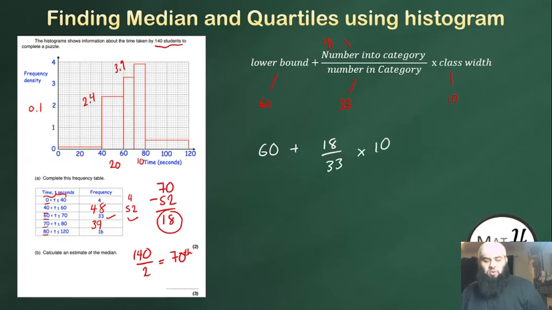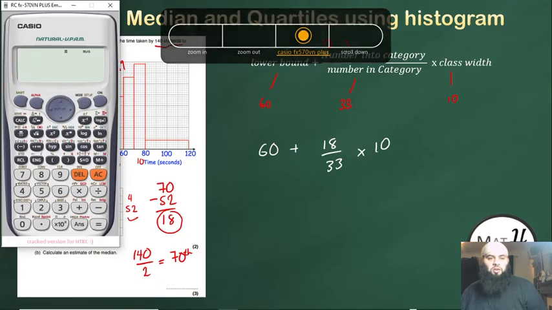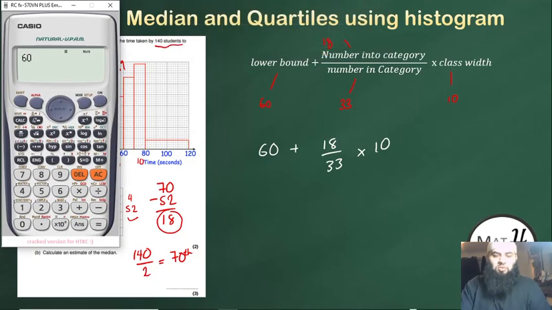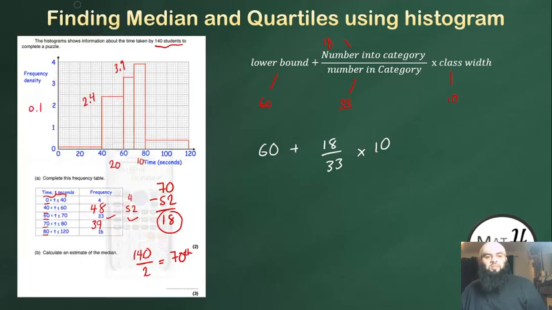So let's work that out on the calculator. We've got our calculator over here. We've got 60. Make sure we put the brackets in, and let's get the fractions: 18 over 33 times 10. Let's put this into brackets just in case. When we put this in, we get the following answer, which is 65.5. So your median number is 65.5.